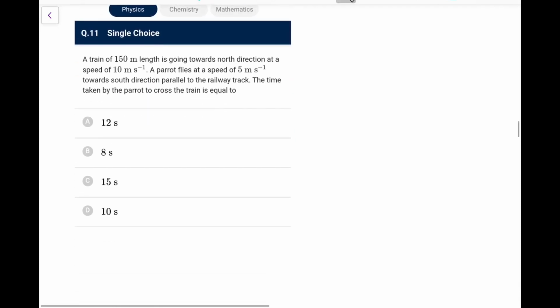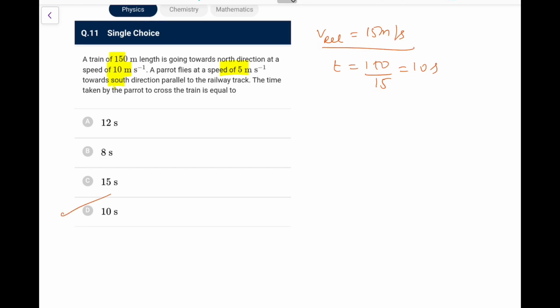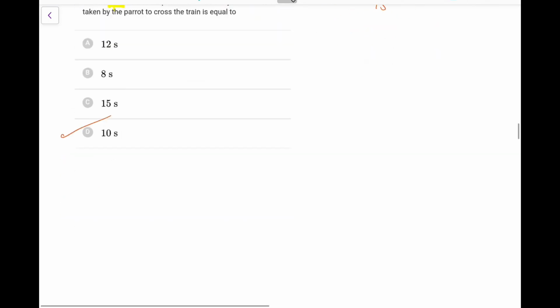Next, a train of 150 meter length is going towards north at a speed of 10, and a parrot flies at 5 towards south, parallel to the railway track. The time taken by the parrot to cross, because both are in opposite directions, V relative is going to be 15 meter per second and the relative distance is 150, so time would be 150 by 15, which comes out as 10 seconds. Again, not a tough one, it's an easy one. Such a problem, the monkey question, you have done in your NCERT chapters.